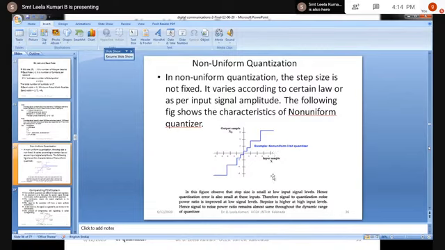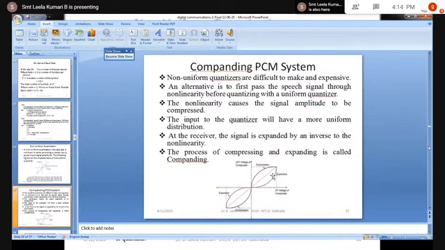But in practice, it is difficult to implement non-uniform quantization because it is not known in advance about the changes in the signal levels. So we don't know the signal level changes in advance. Therefore, non-uniform quantization is achieved by means of a process called compounding. Compounding is a technique by which non-uniform quantization can be achieved.